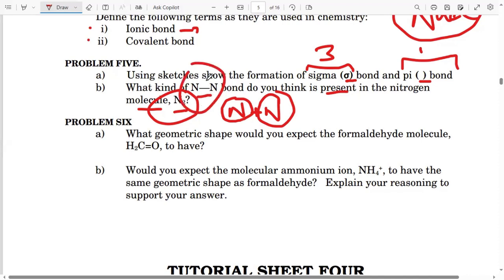Either it's a pi bond or it's a sigma bond. Sorry, so I come again. You said how can you identify to say this is the pi bond and this is the sigma bond? I didn't get that one.